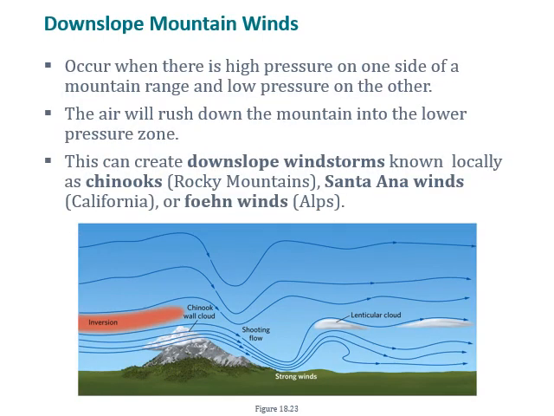Downslope mountain winds occur when you've got high pressure on one side of a mountain range and low pressure on the other. This results in the air rushing down the mountain from the high pressure to the lower pressure zone, and can create downslope windstorms known as Chinooks in the Rocky Mountains, the Santa Ana winds in California, or the Föhn winds in the Alps.